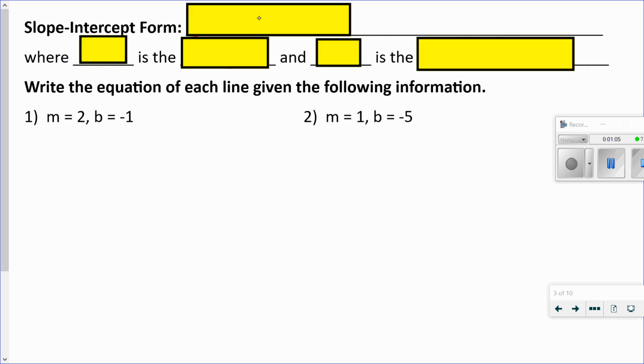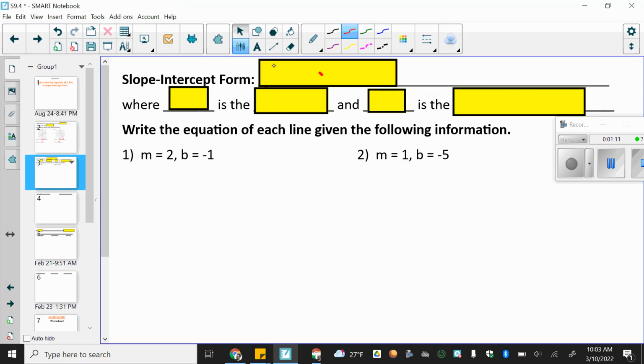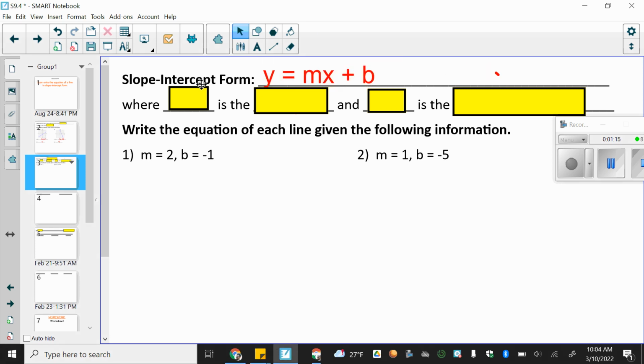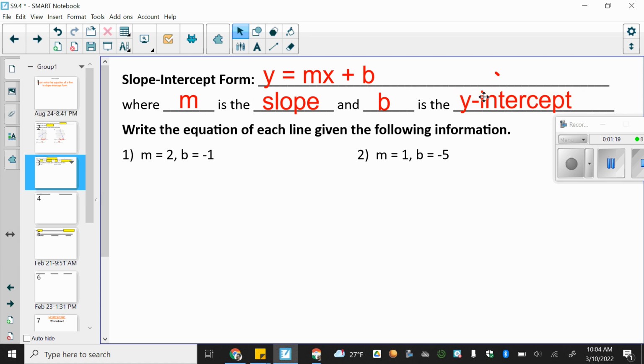Slope-intercept form is pretty important. I'm just going to go back to that. Y equals mx plus b, where m is the slope, and b is that y-intercept we were just talking about. So slope is the angle of the line, remember? And b is the spot where it crosses the y. So we're going to take this formula and plug it in here.